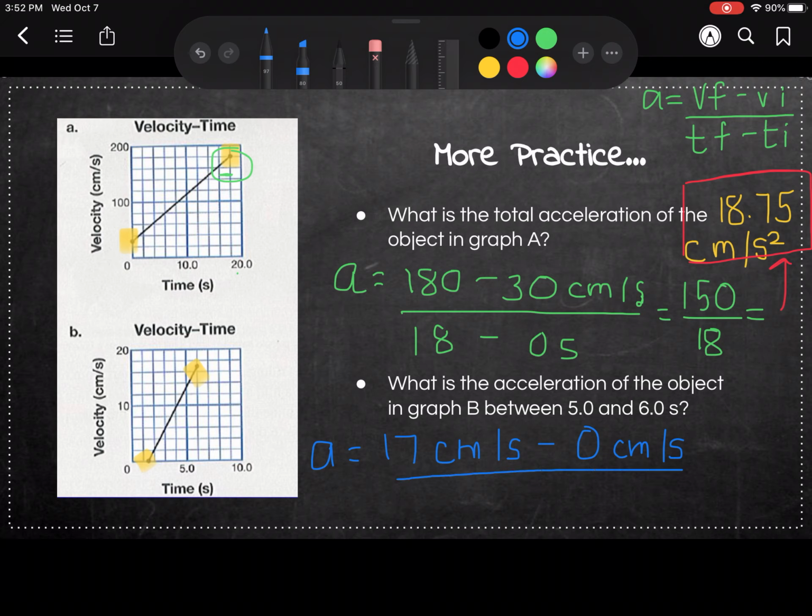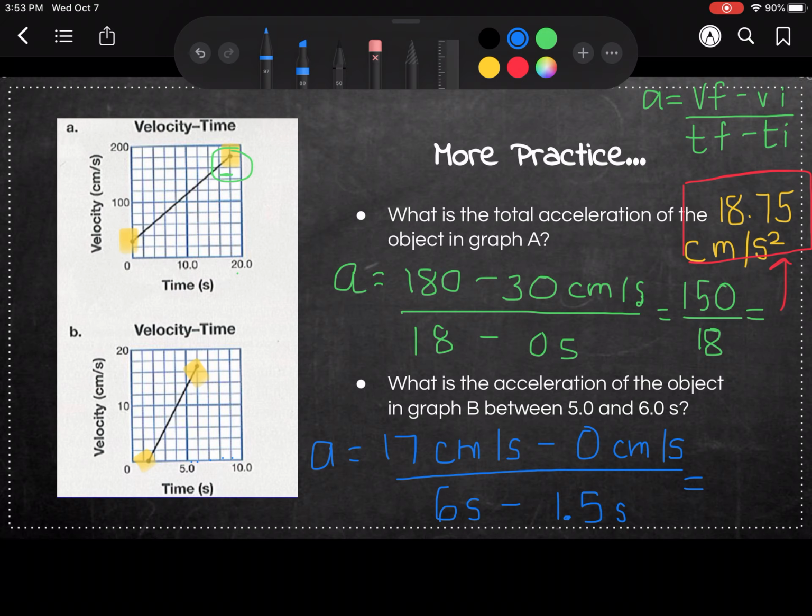Divided by our time, which our time at the final right here is going down to right there. So that's just past the 5. That would be 7, right? 5, 6, 7, 8, 9, 10. Just kidding, 6. So it's going up by 1s. So that would be 6 seconds minus our initial, which is about 1.5, I believe. It's about halfway between 1 and 2. So I'm going to go 1.5 seconds.